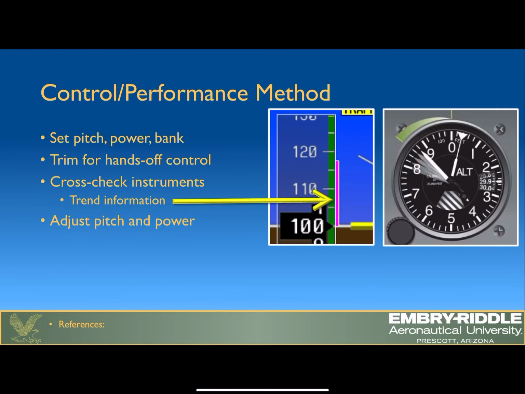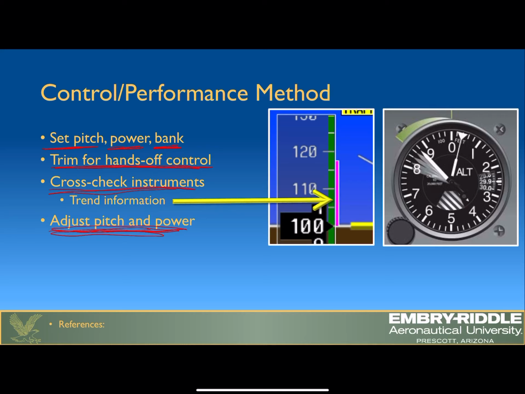So continuing the control performance method. You always want to start, again, by setting your pitch. So you set your pitch, you set your power, you set your bank if you're in a turn, and then you trim for hands-off control. You cross-check your instruments, make sure they are all in agreement, and then adjust pitch and power as necessary.